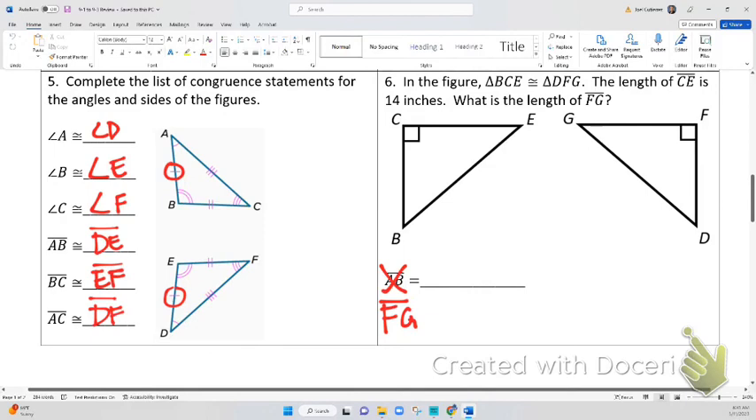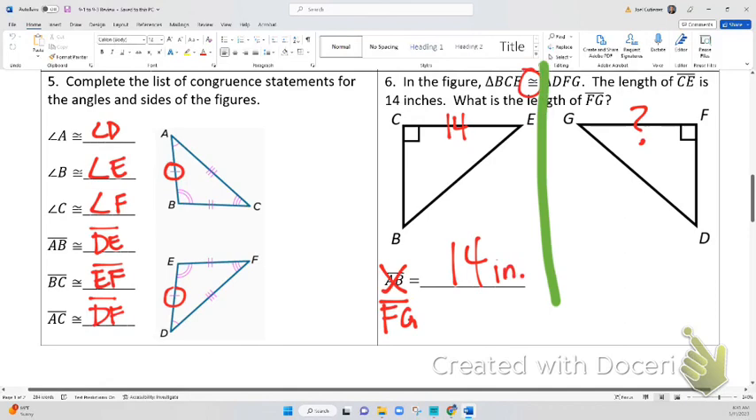So, BCE is congruent. How do I know it's congruent? There's a symbol for congruent. It means it has the same shape and the same size. Okay? It says if the length of CE, so if this length here is 14, they want to know what is the length of FG. Well, as long as you know that this is a reflection, the E matches with the G, the C matches with the F, the B matches with the D, and more importantly, CE matches with FG. So in this case, your answer is just simply 14 inches.